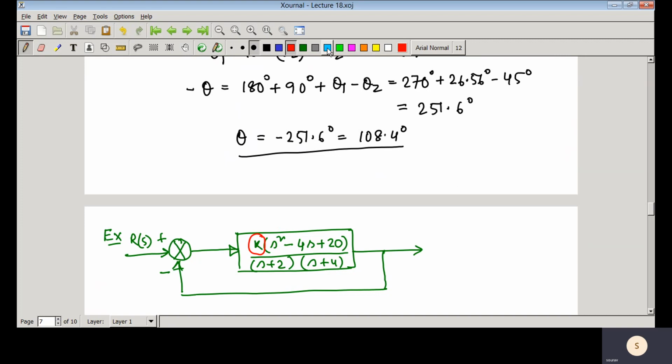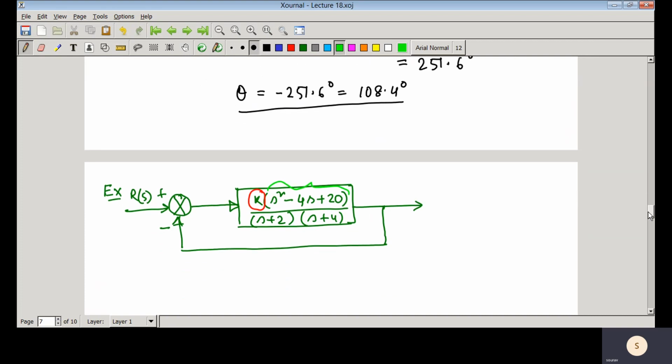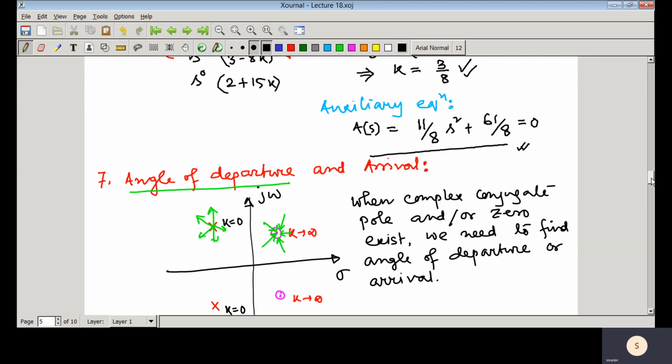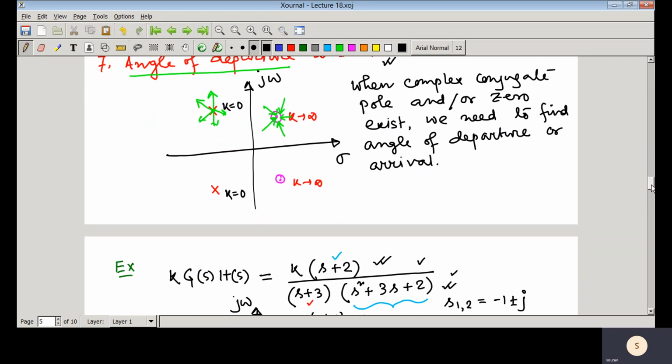In this case, if you look at the numerator, you can see it has two complex conjugate zeros, S1 and S2. If you find those zeros, it would be 2 plus or minus 4j. So these are the two complex conjugate zeros. And in rule 7 we have discussed that we need to find the angle of arrival whenever you have complex conjugate zeros.